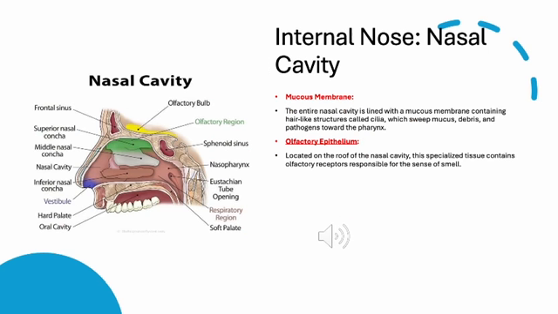Mucous membrane of the internal nose. The entire nasal cavity is lined with a mucous membrane containing hair-like substructures called cilia, which sweep mucus, debris, and pathogens towards the pharynx. Olfactory epithelium. Located on the roof of the nasal cavity, this specialized tissue contains olfactory receptors responsible for the sense of smell.